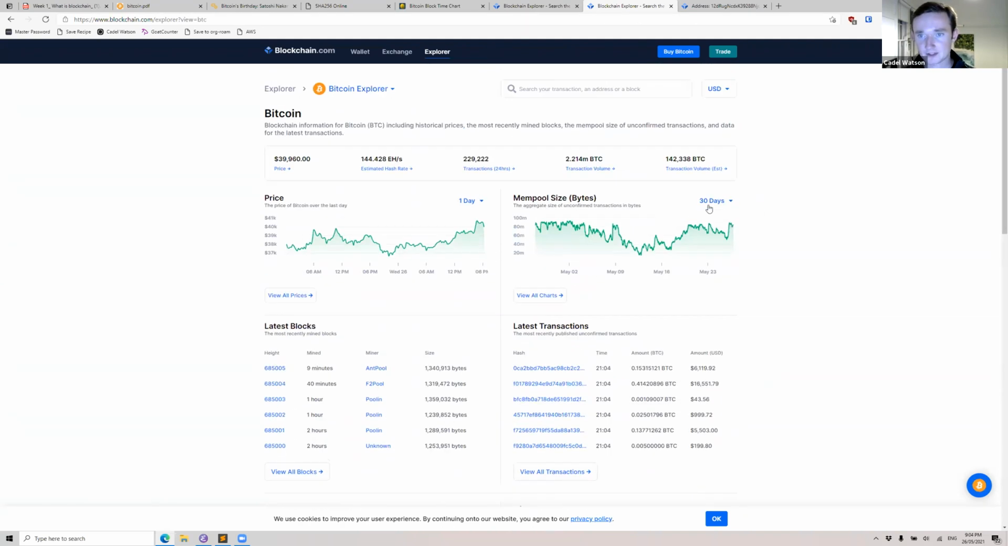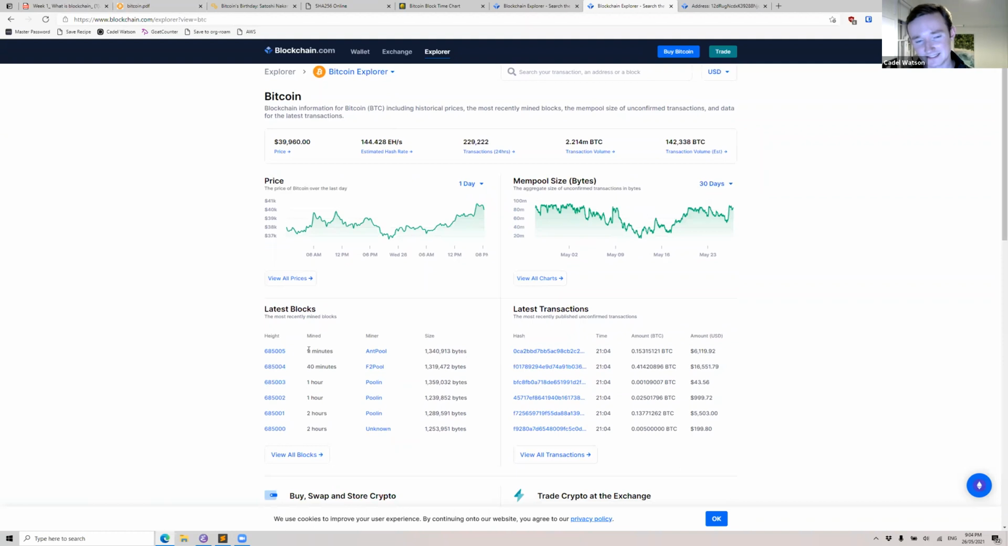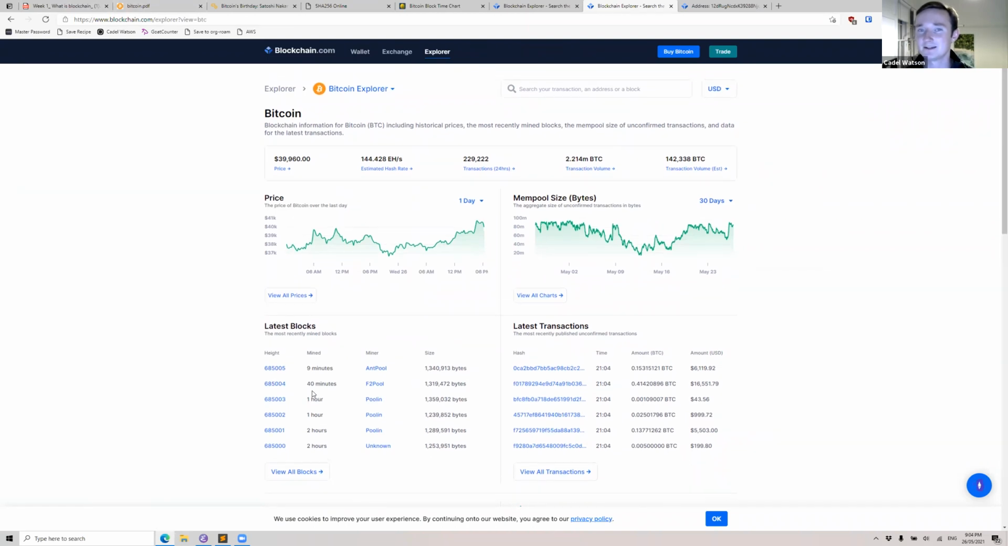Okay, so jump onto this in your own time as well. Have a look through some of the blocks. You can see that they're coming quite slowly now, but it's cool to see what the transactions are in them. If you've ever sent Bitcoin, type in your transaction or your Bitcoin address and have a look at what else was in that block with it.